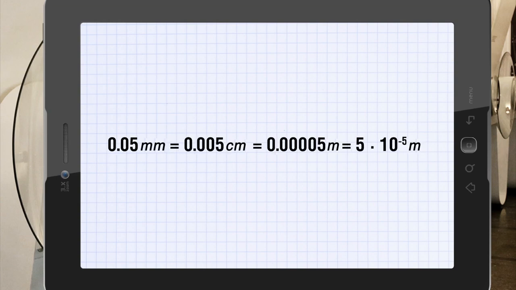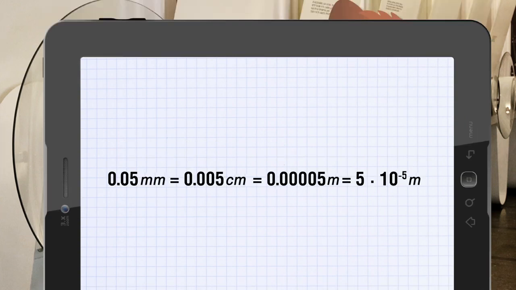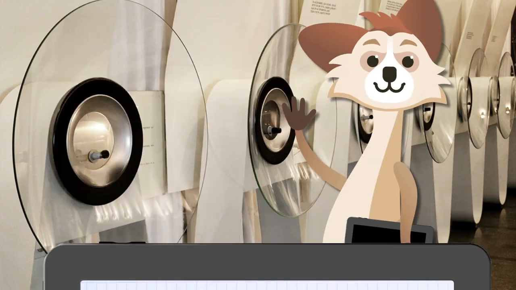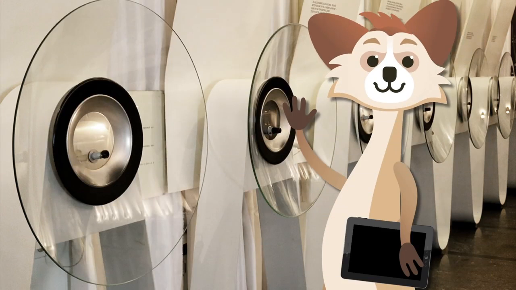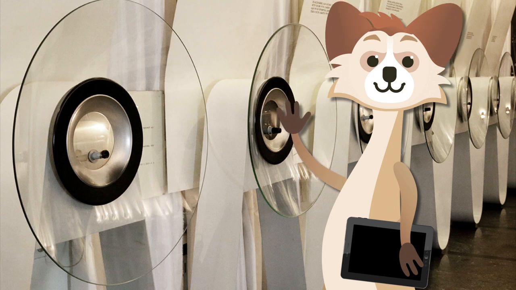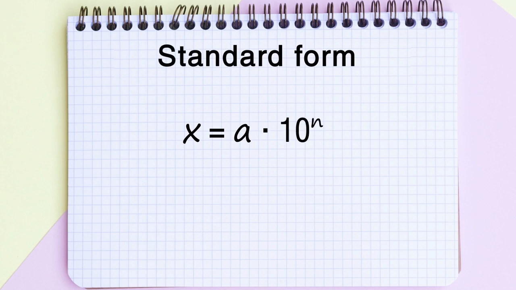Now, how much is that in meters? It's very inconvenient to perform operations on these numbers. This is why very large or very small numbers are written in standard form. If x is written in the form of a product, where a varies from 1 to 10 and n is an integer, it is written in standard form.